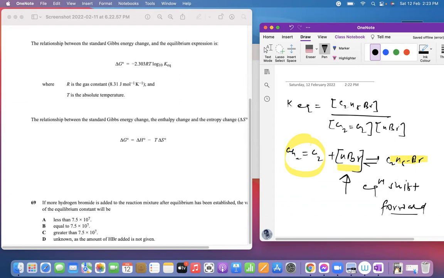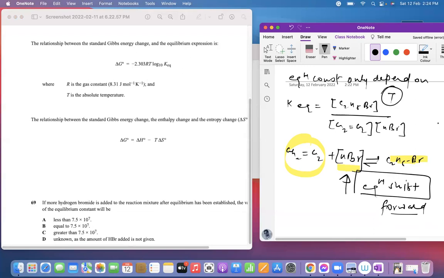We studied Le Chatelier's principle, but I am again saying equilibrium, not equilibrium constant, because I already told you the equilibrium constant only depends on temperature. So it does not change by any change in the concentration of reactant or product. So tell me which of the following answers is fine. I can tell you the value of the equilibrium constant, that is 7.5 into 10 to the power 7, which is given in the question.